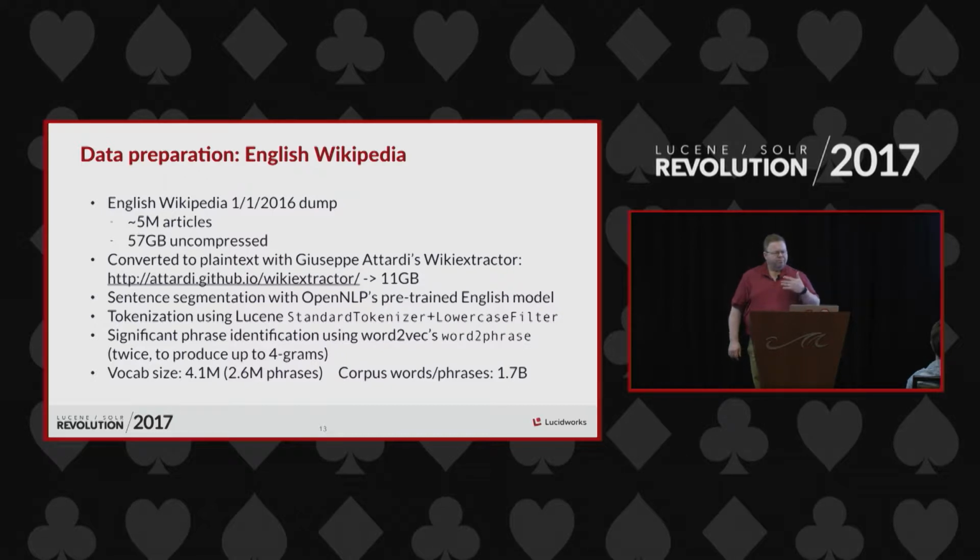So the data I used in order to do these experiments was a Wikipedia dump I had laying around from January 1st, 2016. It has about 5 million articles, 57 gig uncompressed. I converted it to plain text with Giuseppe Attardi's Wiki Extractor project, fairly new, but did a great job cleaning up all the Wikimedia syntax and giving me just plain text demarcated by the document IDs.